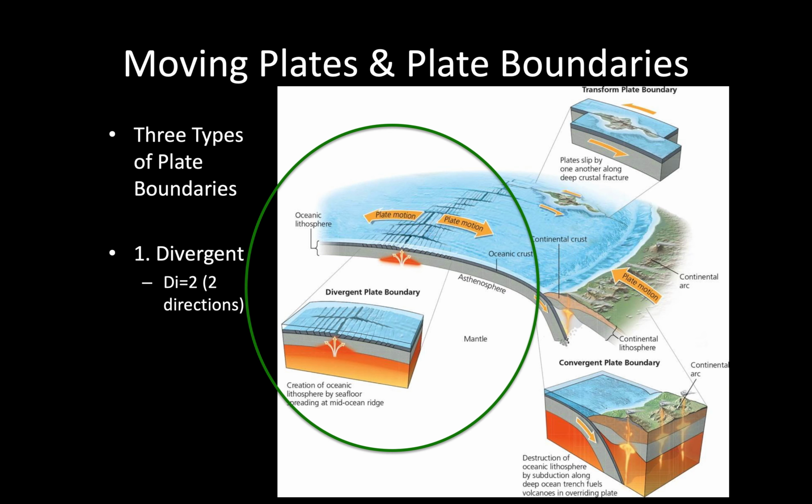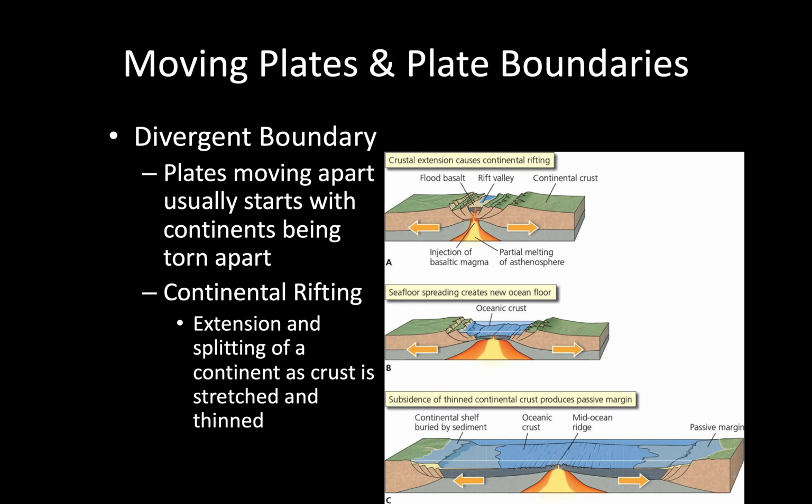There are 3 types of plate boundaries involving these types of crust. The first is divergent. So this is going to be a little harder over video, but I want you to take your 2 hands and move them apart for me. So put them together and then move them apart. This is a divergent plate boundary. They're moving away from each other. Just like Robert Frost said, two paths diverge in a wood, that means they're moving away from each other. A divergent plate boundary starts with the continent being torn apart.